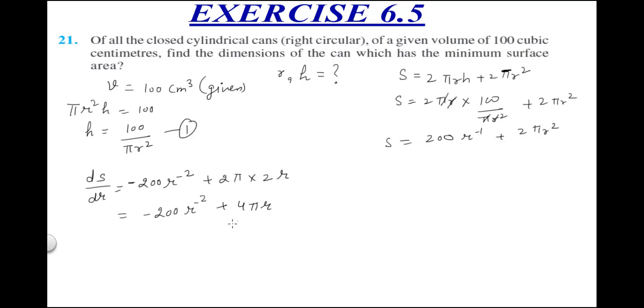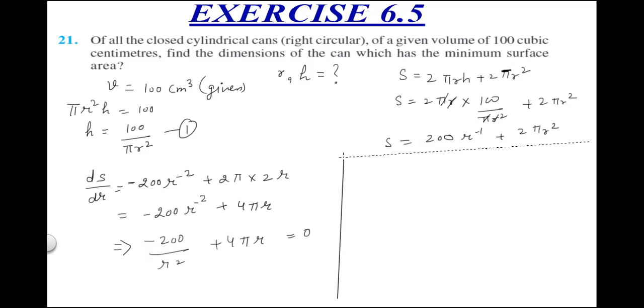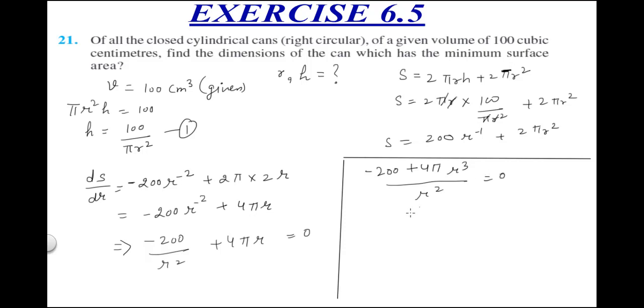Now we will do what? We will equate it to 0. Equating it to 0, we have minus 200 upon r square plus 4 pi r equal to 0. Taking the LCM and solving it, so LCM will be r square, correct? So let us just write it here. We'll get minus 200 plus 4 pi r cube upon r square equals 0.